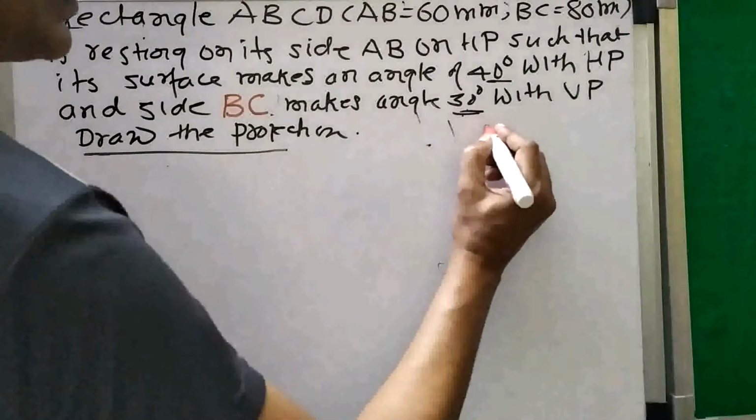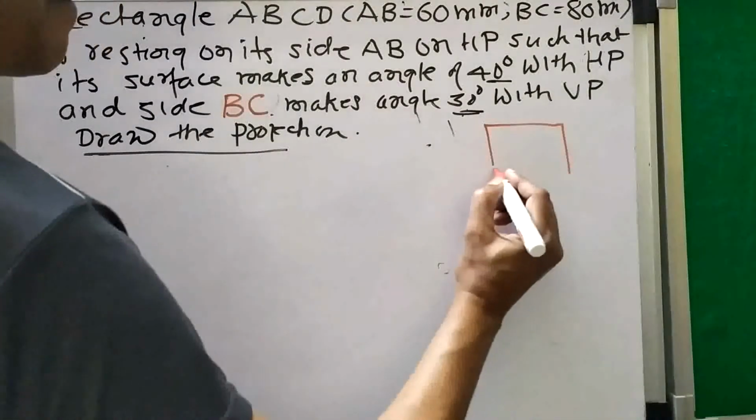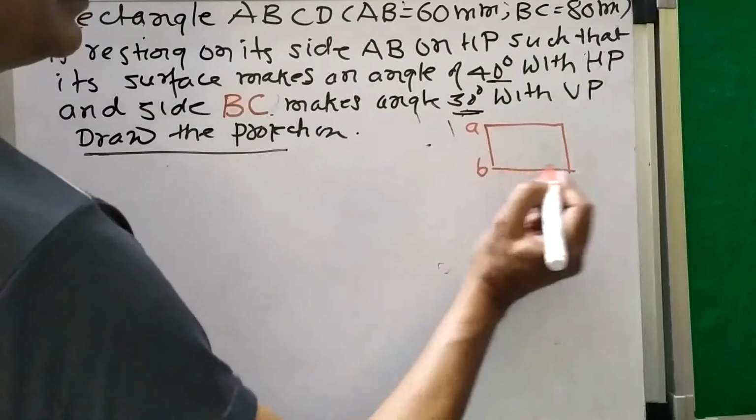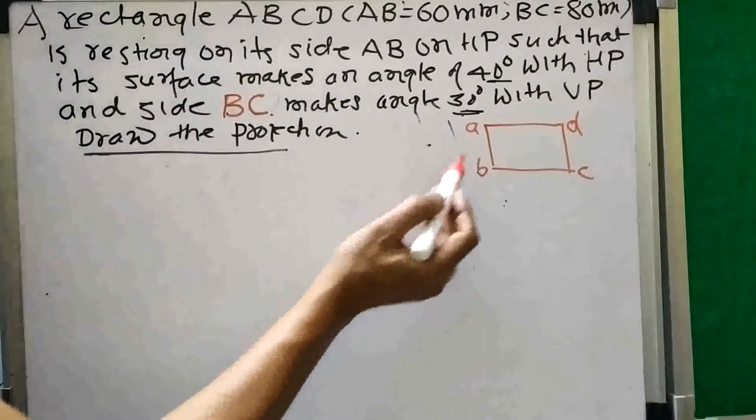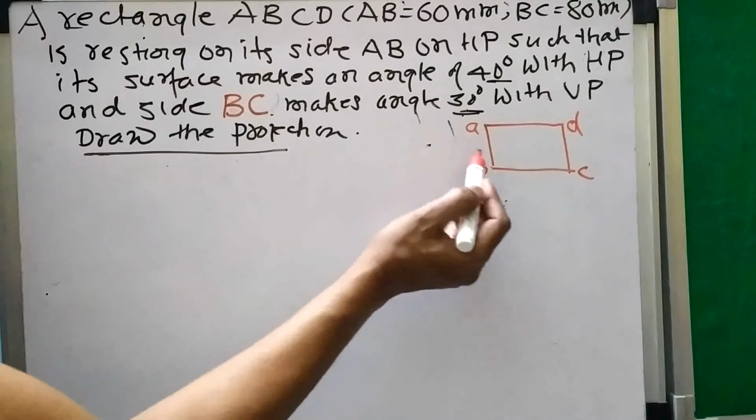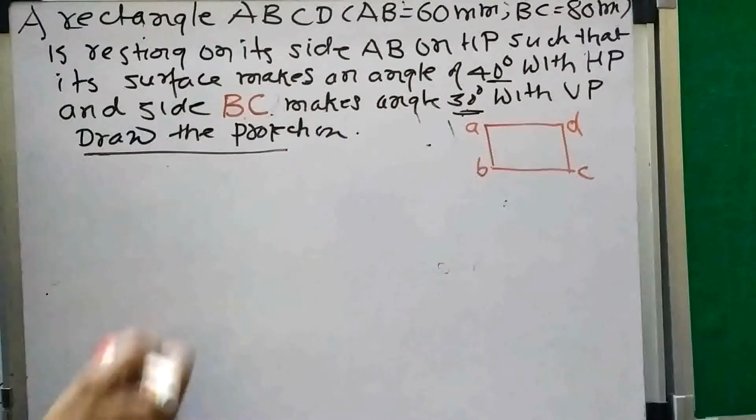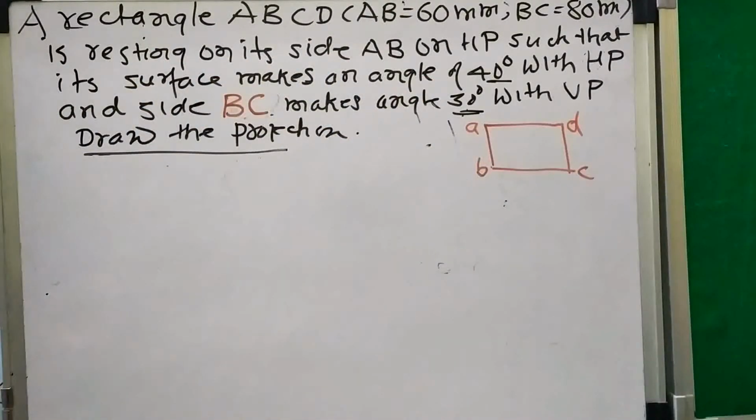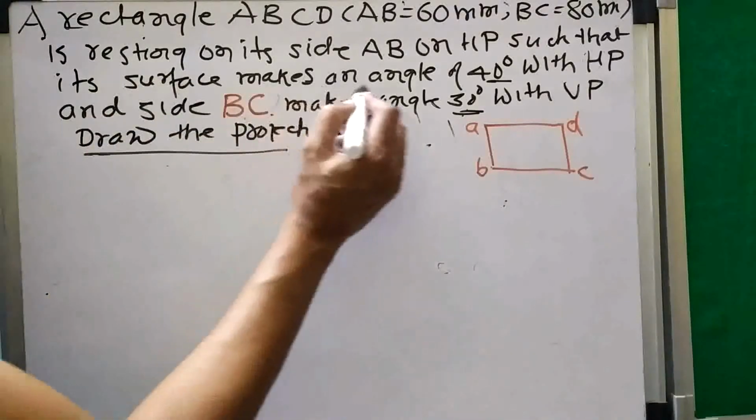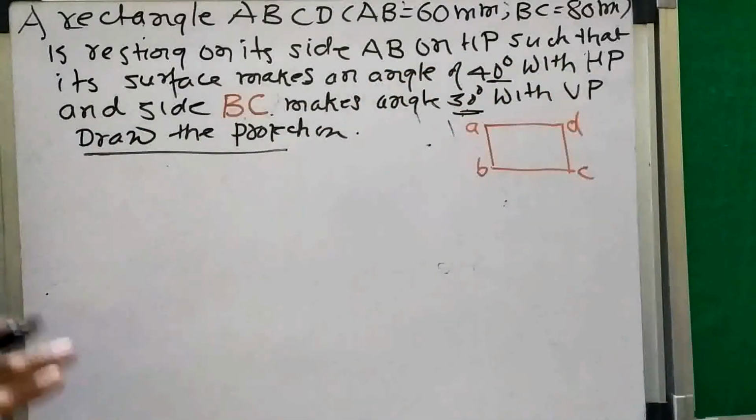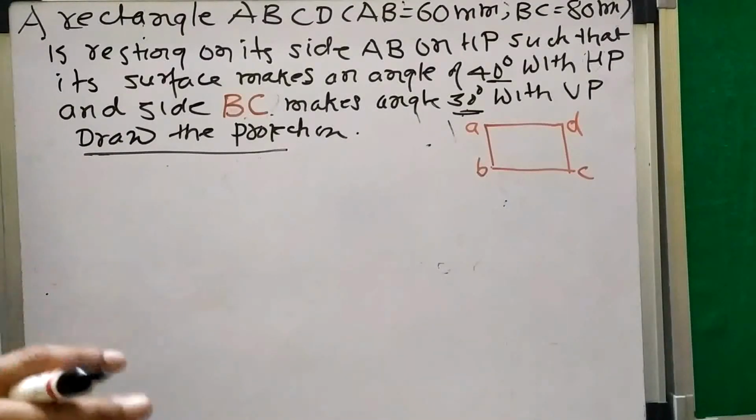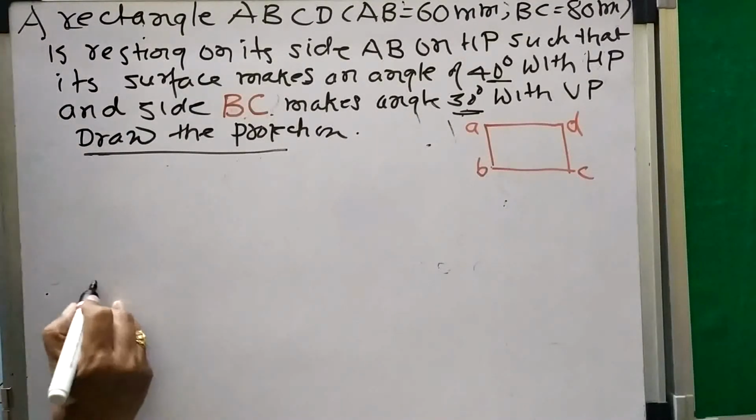So this is a rectangle ABCD. It is resting on the side AB, but inclination of AB is not given. Instead of AB, inclination of BC is given with VP. Now what changes you can make in this problem? Procedure is as it is. Surface is inclined to HP, so make the surface parallel to HP. So lie down the surface in the HP. So first stage is as it is.